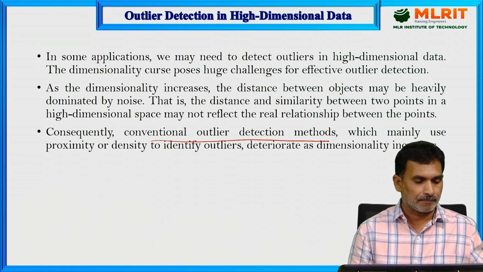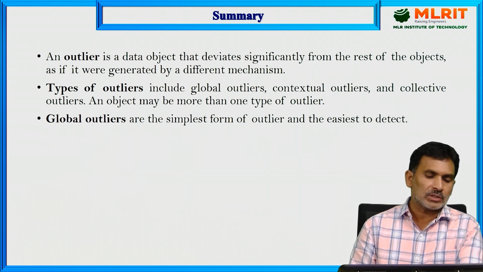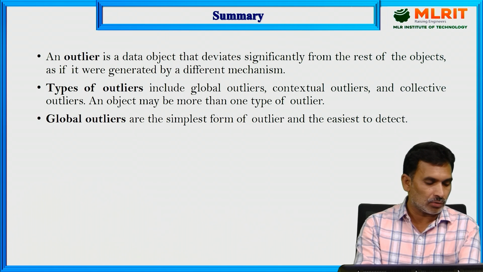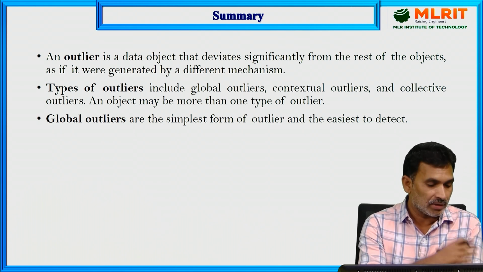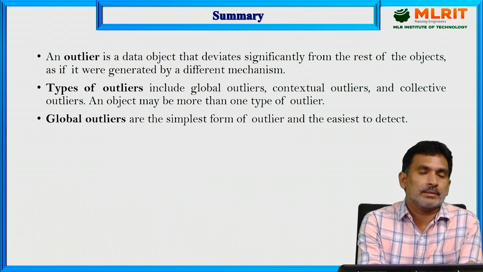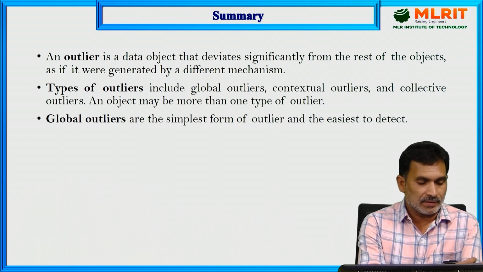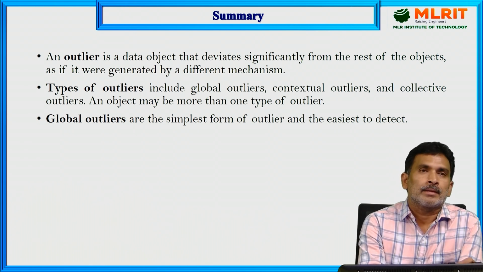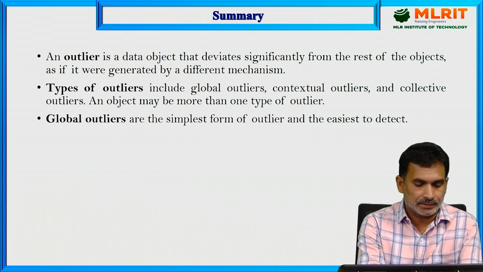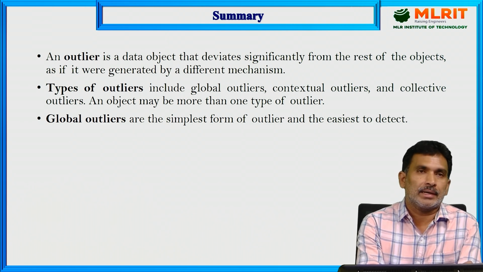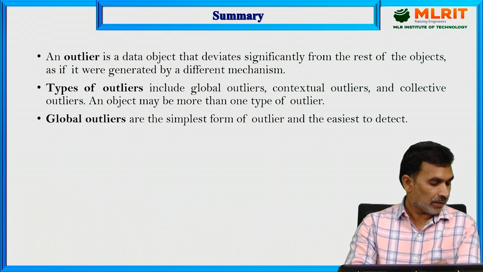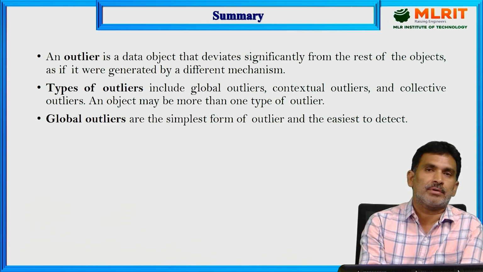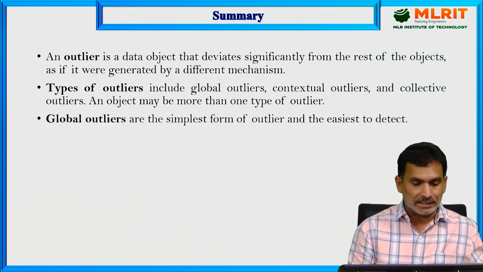dimensionality increases. So let us quickly summarize what concepts we discussed about outlier detection, and what the key takeaways from this section are. An outlier is an object that deviates significantly from the rest of the objects as if it were generated by a different mechanism. There are three types of outliers: global, contextual, and collective. An object may be more than one type of outlier. Global outliers are the simplest form of outliers and very easy to detect.